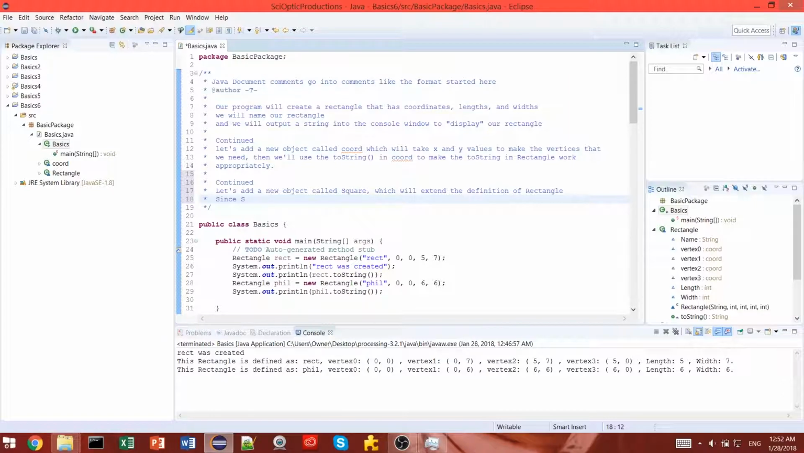How many squares does it take to make a circle, Travis? Infinite. Alright.